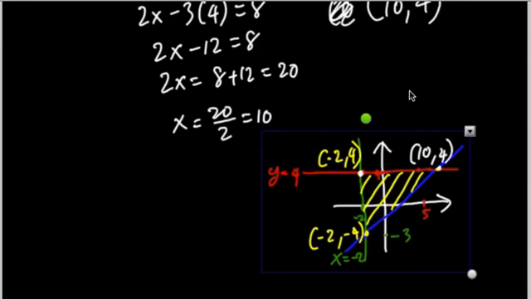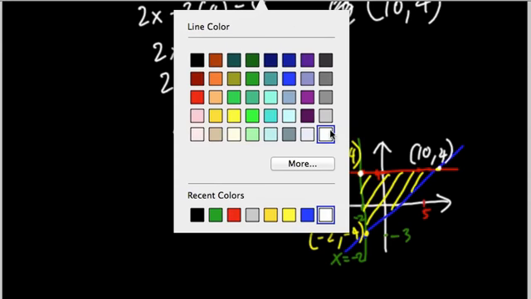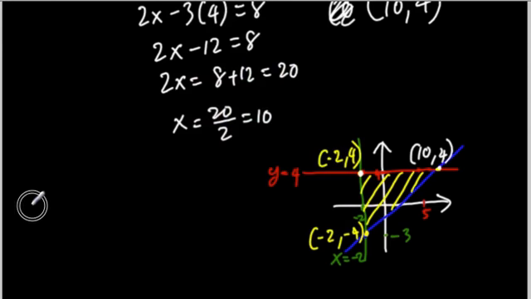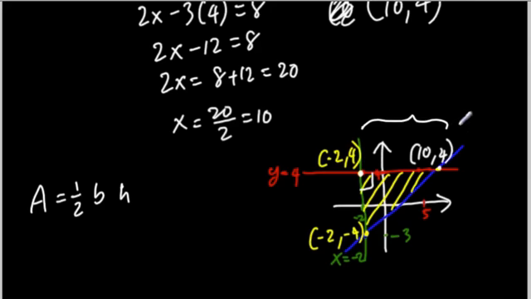Okay, so we need to find the area of a triangle. Now if you recall, the area of a triangle is equal to half times base times height, right? And the base and height need to be perpendicular to each other. Now, we know that this is a vertical line, we know that this is a horizontal line, and they definitely meet at a perpendicular. So what we need is this length right here, and we need this length right here.